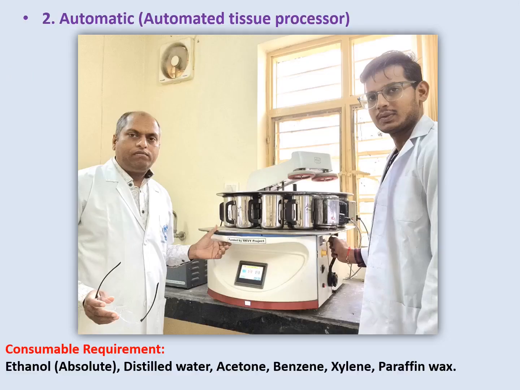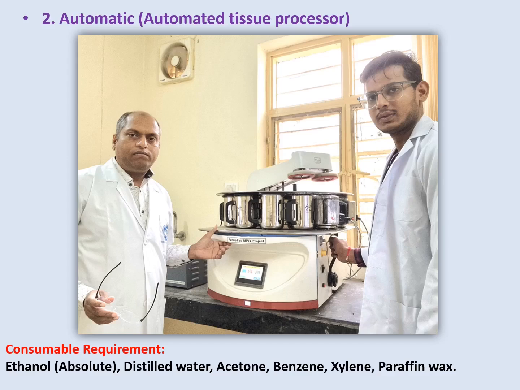The same chemicals are required for machine processing. The machine which is used is an automatic tissue processor. The process is the same, but we have to program it by the time and the temperature. The same chemicals are required in this machine also. In the market you will get two types of machine. One is without vacuum and the second one is with vacuum.